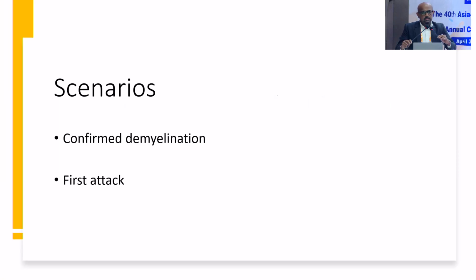There are several scenarios of optic neuritis that we would be dealing with. One is where we know that this is a confirmed case of multiple sclerosis. How do we confirm whether it's a case of multiple sclerosis? That's something which is outside the purview of this talk. And how do we follow up a patient who had a first attack and we still don't know what was the etiology of the optic neuritis?